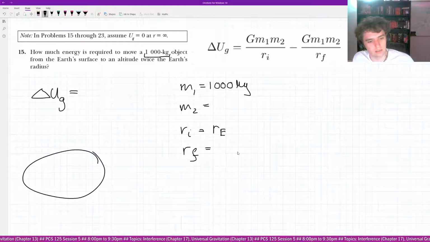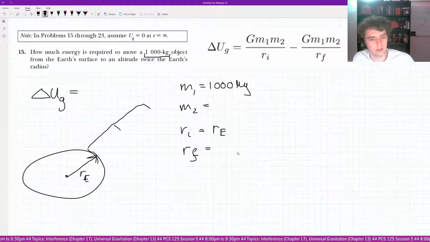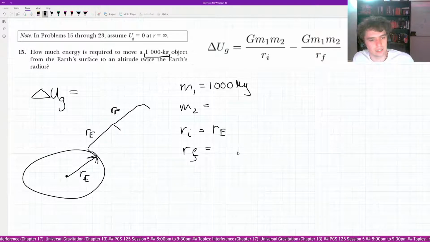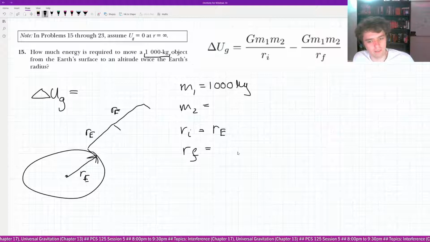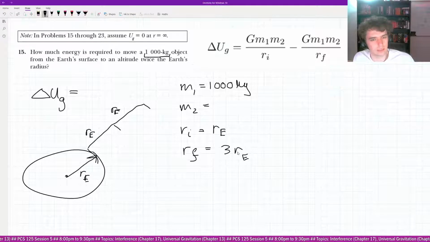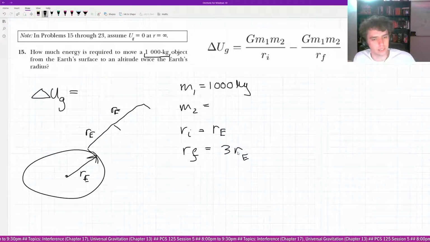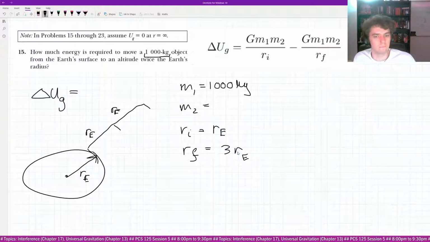Yeah, this was on the web assigned too. So we're going from here, which is Re, to an altitude that is twice the Earth's radius. So that's Re plus Re. So our actual new Rf is 3 Re. Does that make sense? It's just the tricky wording here. It's not 2 Re, it's 3, because it's the original radius, and then you're going to an altitude twice the Earth's radius, so 2 more Re's.